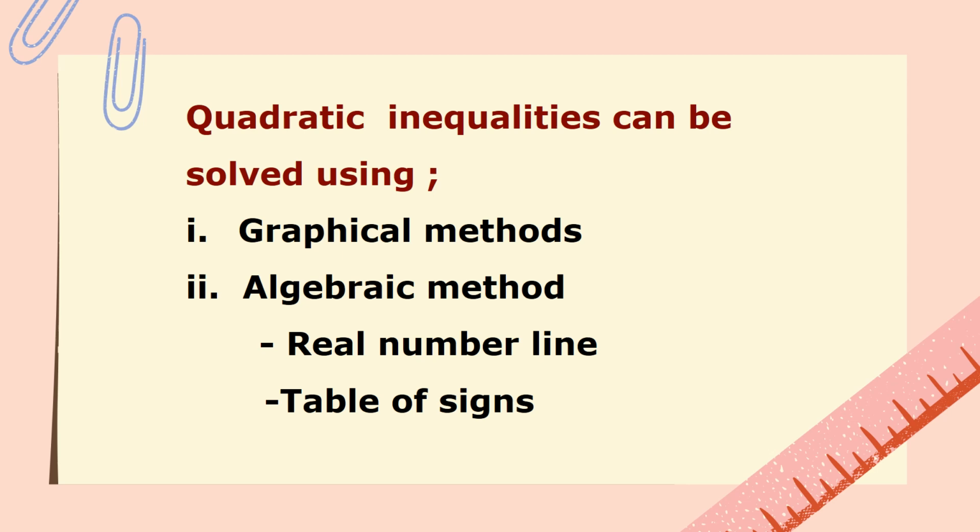There are different types of methods that can be used to solve quadratic inequalities. The first method is the graphical method, where we will look through the graph to check for our solution. The second one is the algebraic method. In the algebraic method, there are two different types. The first one is the real number line, and the second one is using the table of signs. We will look through each method one by one, and then we will check which method is more likable for us to use.